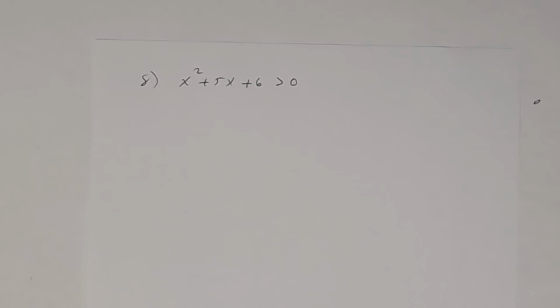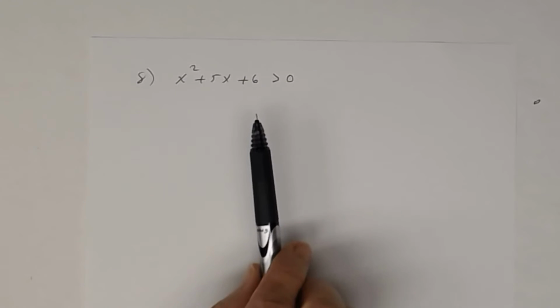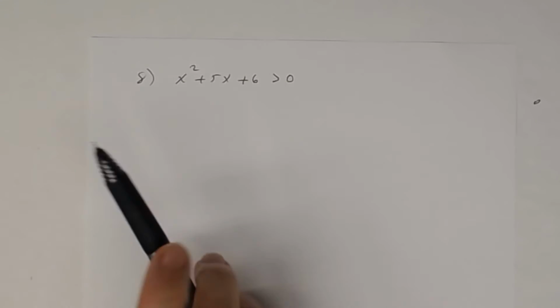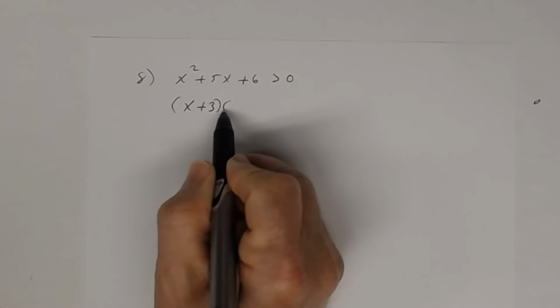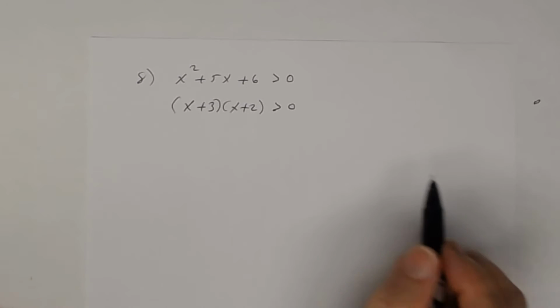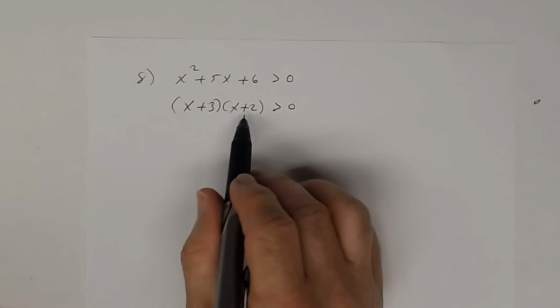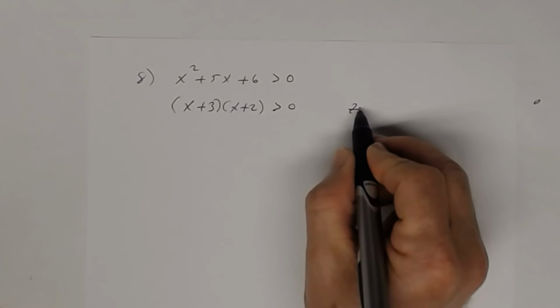Okay, so first of all, notice that 0 is on that other side. So the next step is to factor this trinomial. So I get x plus 3, x plus 2 is greater than 0. Now we've got to find the zeros, right? Or the critical numbers. So we've got to find those zeros.